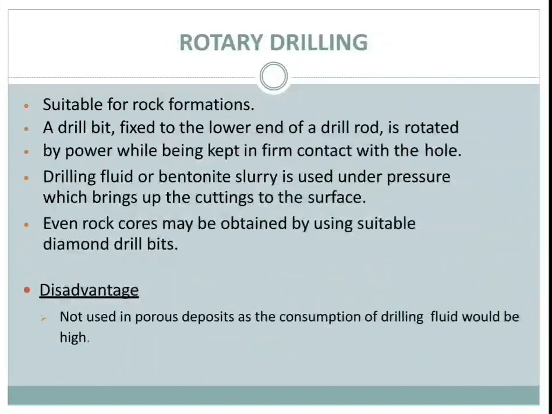Next is rotary drilling. Rotary drilling is a very fast method of advancing a hole in both rock and soil. A drill bit is fixed into the lower end of the drill rod and is rotated by suitable chucks and is always kept in firm contact with the bottom of the hole. Drill mud, usually a water solution without any admixture, is continuously forced down the hollow drill rod and the mud returns upward, bringing the cuttings to the surface.